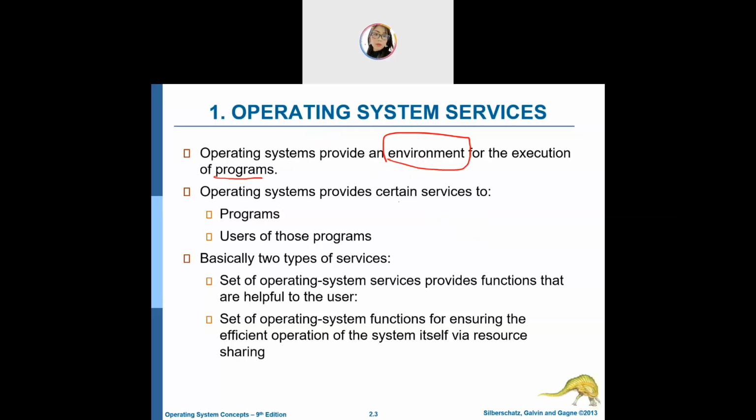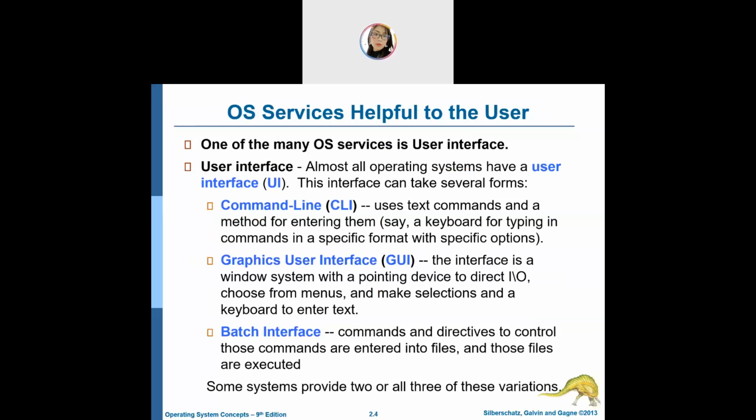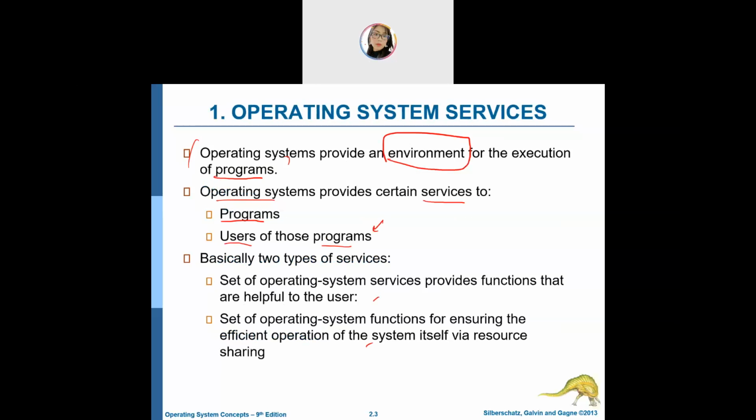Operating system provides certain services, including this is the main one, which is the program itself, program application, and also the user. For those programs, if you are a programmer, you want to do some things, you need an operating system. So these are the two services that are available or provided by the operating system.